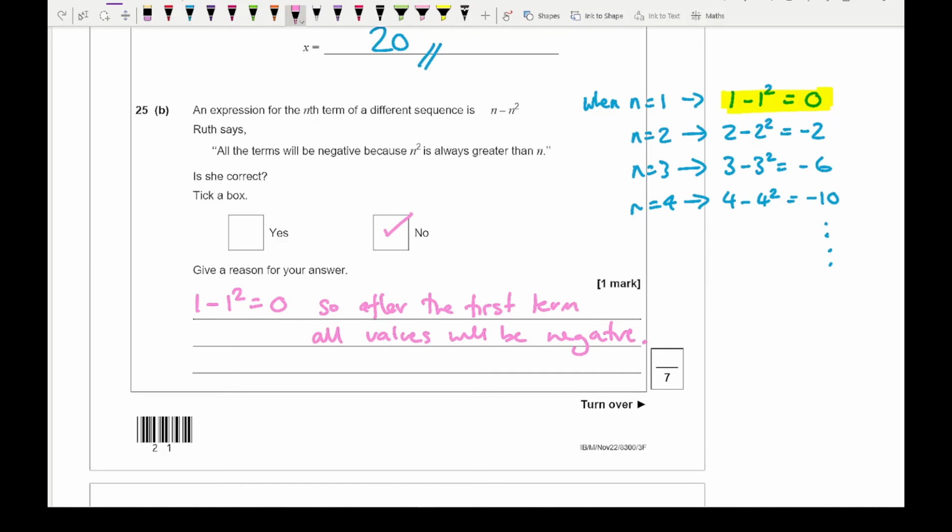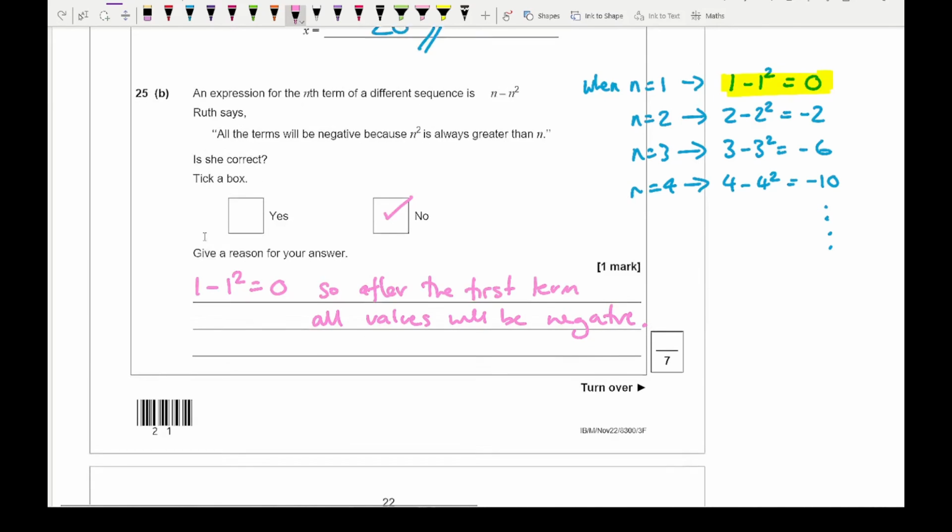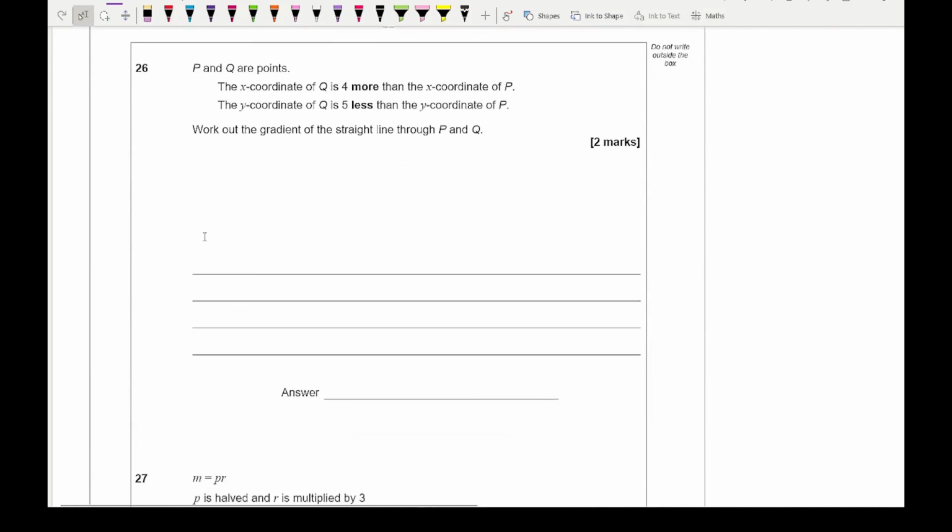So she's kind of true, but she's forgot the first term. Moving on to question 26, it says P and Q are points. The x ordinate of Q is 4 more than the x coordinate of P, and the y ordinate of Q is 5 less than the y coordinate of P. Work out the gradient of the straight line through P and Q.